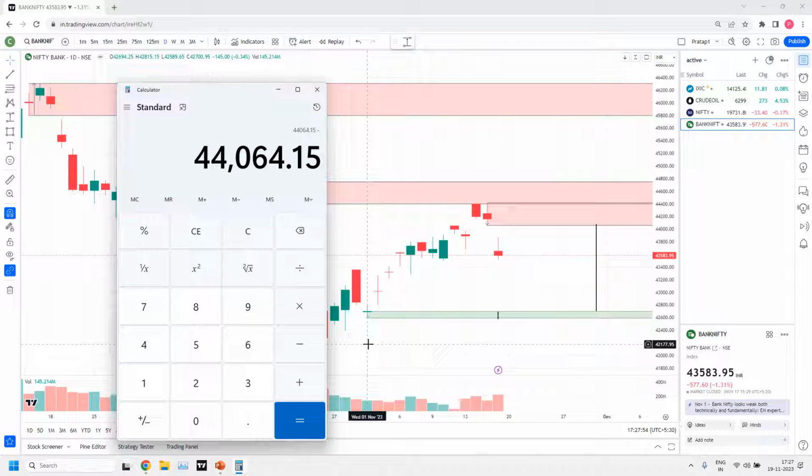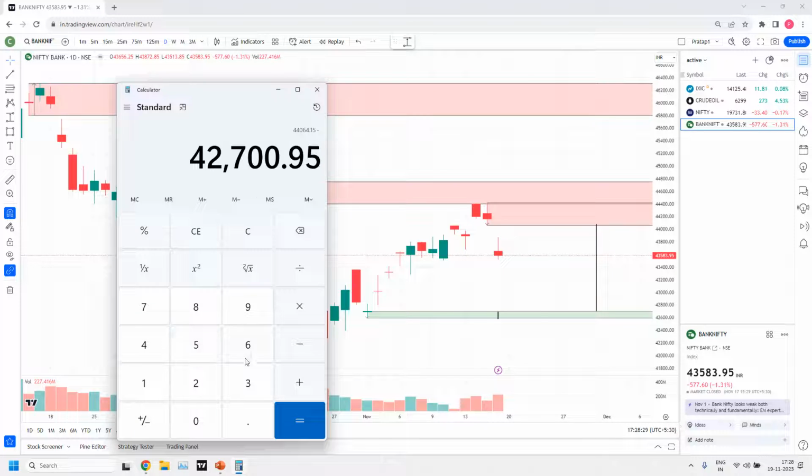The highest body is in this place, because this is a green color candle. The close of the candle is the highest body in this example. If it is a red color candle, open will be the highest body. If it is a green color candle, close is the highest body. Okay, what is the close of this candle? 42,700.95. Let us check again. 42,700.95.